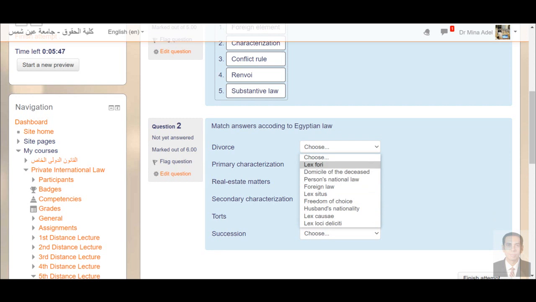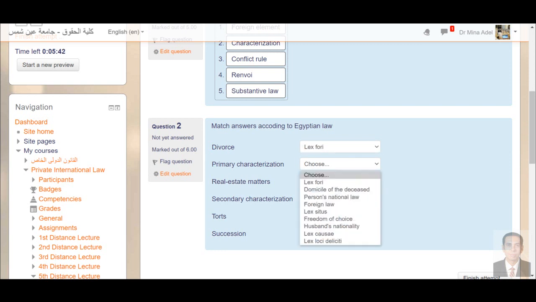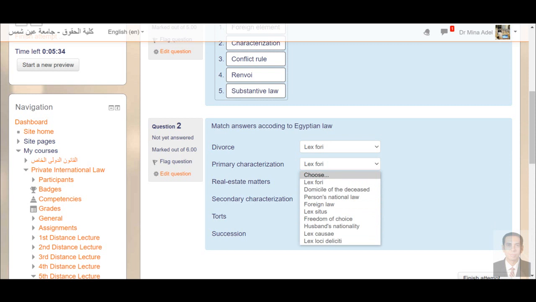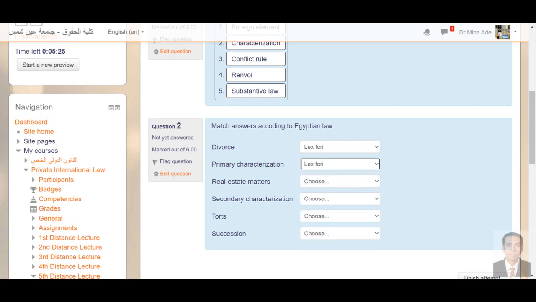As you know, here it's possible, but it's not correct. So for example, if I choose here the 2 same answers, it's not supposed to be correct, because normally you have only 1 correct answer for each one. So I don't recommend that you choose the same choice for 2 answers. So for example, for divorce, let's start with this one.